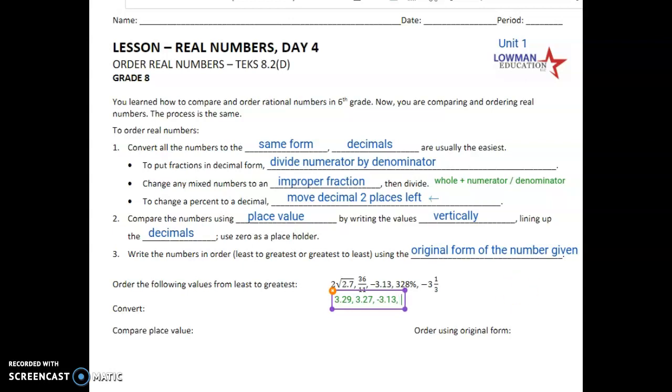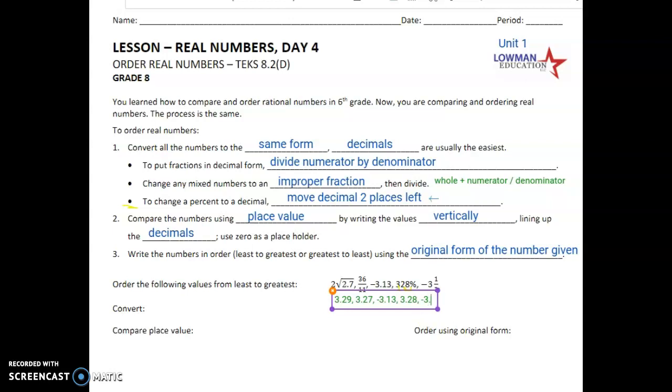Now my next problem is a percent. Up above, right here in this bullet, it says to change a percent to a decimal, move the decimal 2 places to the left. Your decimal is after the 8. We're going to move it 1, 2 places, which is now going to give us a decimal of 3 28/100.